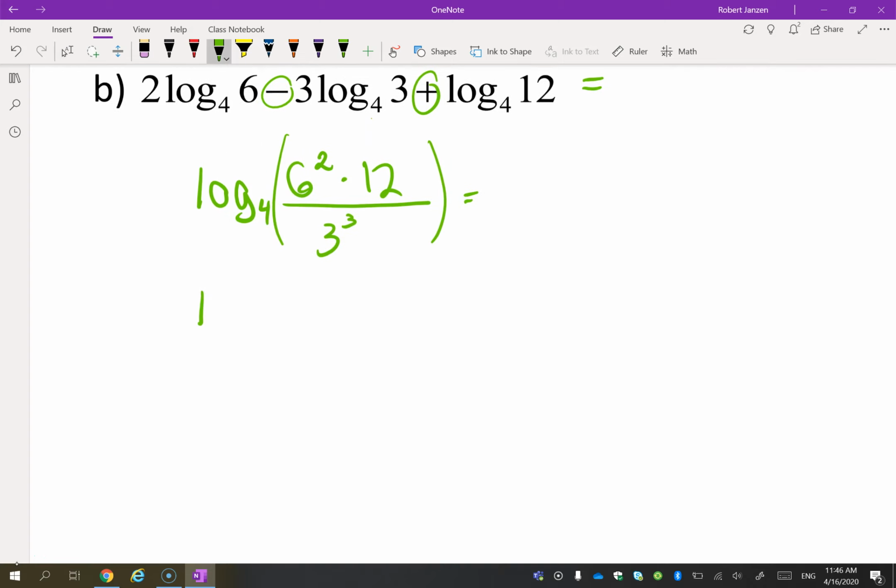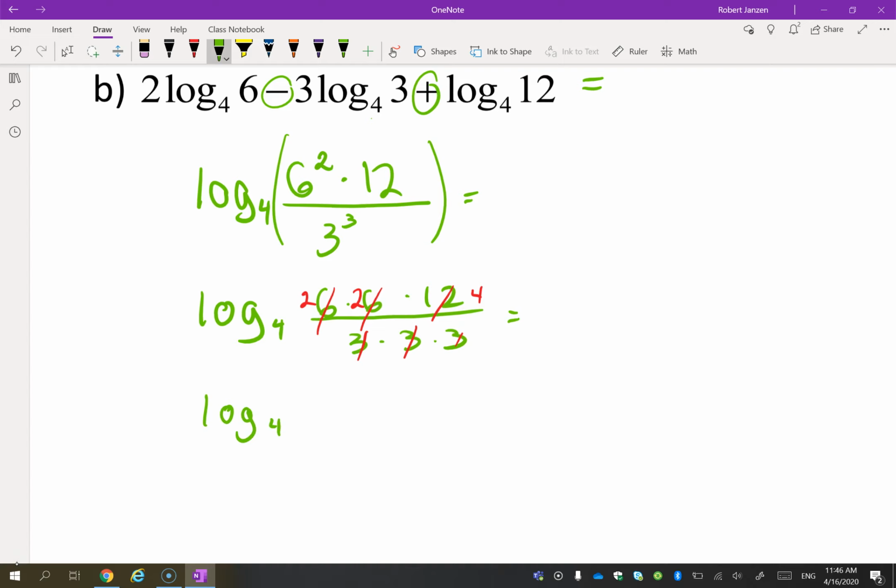Okay, now that looks pretty ugly. Let's see if we can simplify this a little bit. Remember, this is a non-calculator question, so I don't think I want to multiply that out. I'm going to leave this as 6 times 6 times 12, and I'm going to leave this as 3 times 3 times 3. And the reason I'm doing that is I can simplify now. What's 6 divided by 3? It's 2. What's 6 divided by 3? It's 2. What's 12 divided by 3? It's 4. So this allows me to simplify this without using a calculator.